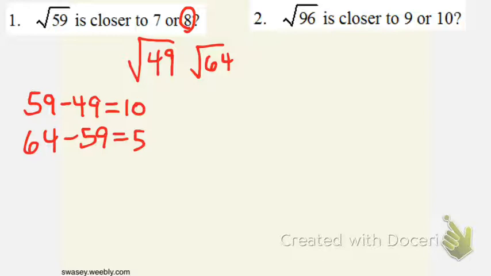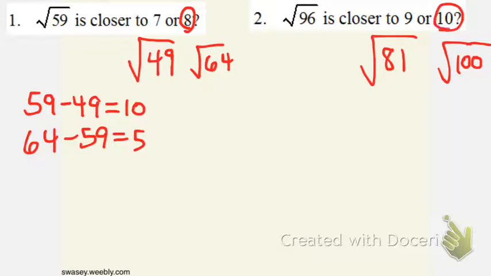96, same type of thing. Square root of 81 is 9. Square root of 100 is 10. 96 is closer to 100, so the square root of 96 is closer to 10.